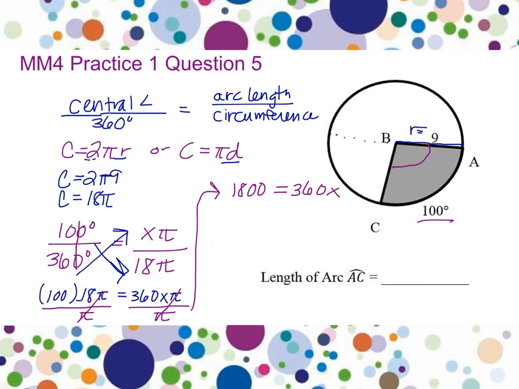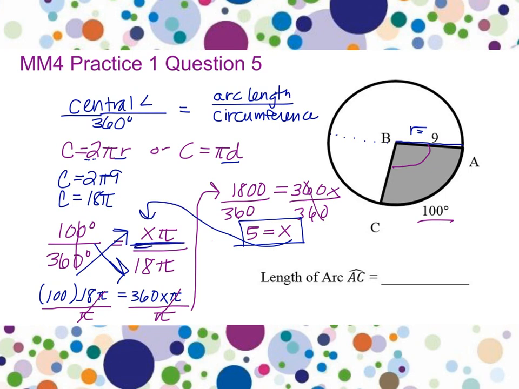We can divide both sides of the equation by 360, and we are left with 5 equals x. So be careful now, because our arc length is not the number 5. If you go back over here and look at that proportion, we said our arc length is going to be whatever we get for x times pi. So our arc length is going to be 5 pi.